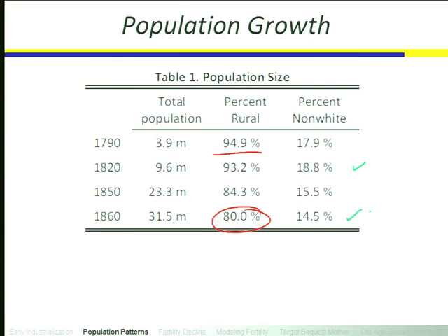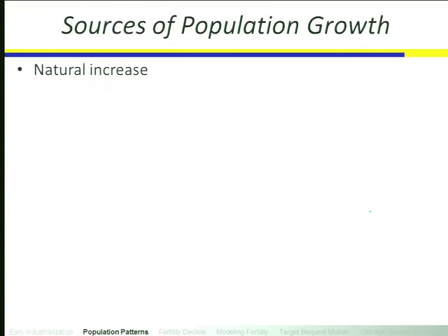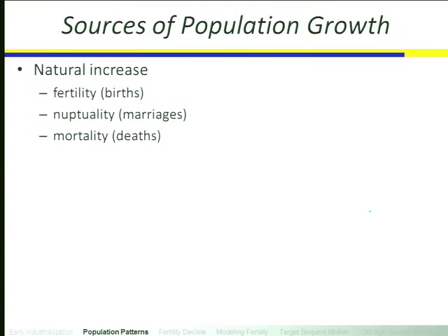Okay. Sources of population growth. In general, population can grow for two reasons. One is natural increase. So one source of increase in population is what demographers call natural increase. And natural increase comes about through the interaction of fertility, which refers to births, nuptiality, which refers to marriages, and mortality, which refers to deaths.